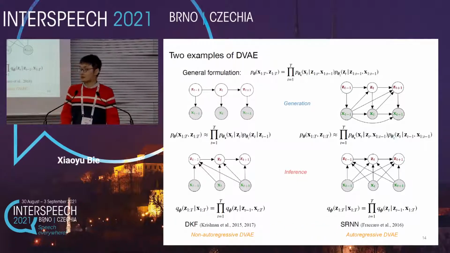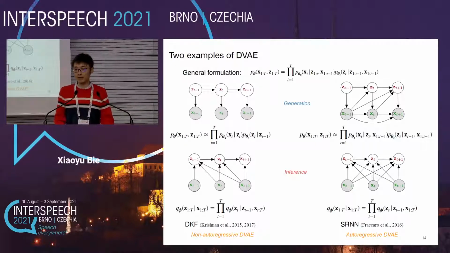Actually, the left column is the model of DKF, which was proposed by Krishnan in 2015. And the right column is the model of the SRN, which was proposed by Fraccaro in 2016.